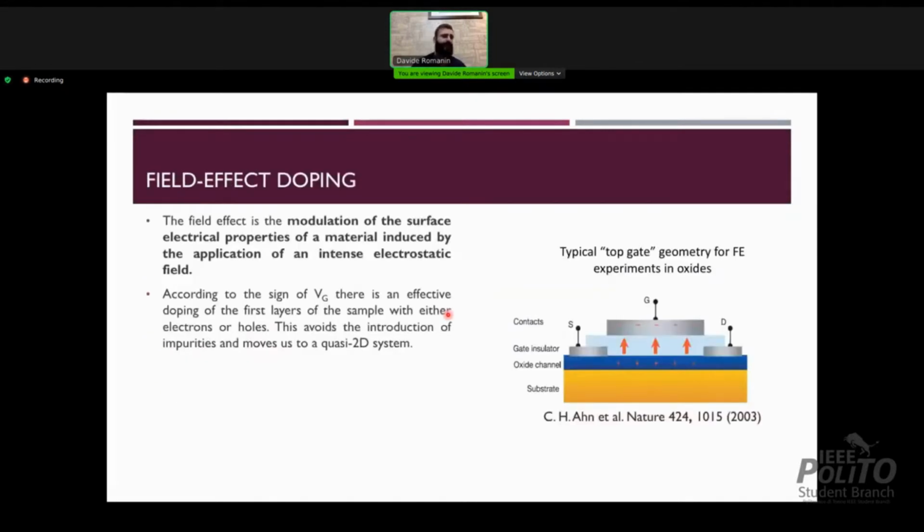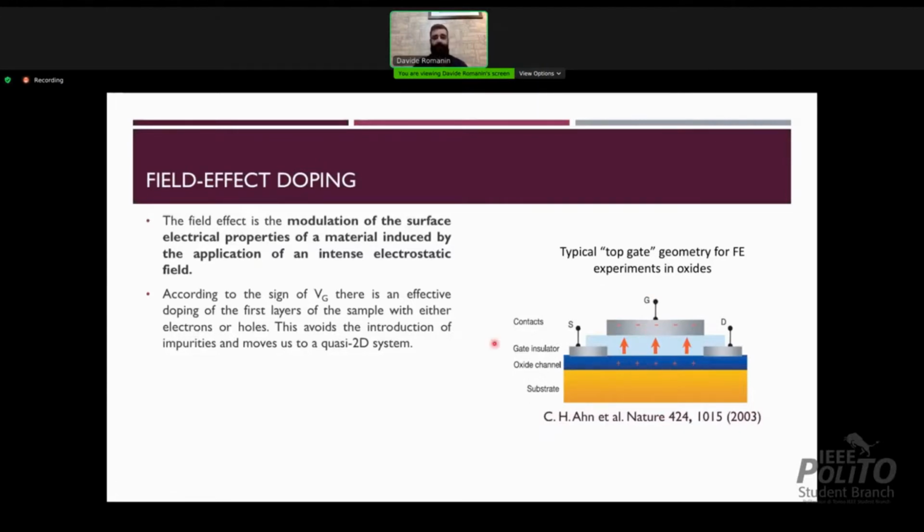Now, we are interested in finding a way to control correlated phases of matter without the inclusion of other chemical species inside our system. This can be achieved via field effect doping, which consists in the modulation of the conducting properties of a material by means of a transverse electric field, which can induce charges in the first few layers of a material. The experimental setup is that of a field effect transistor. We have a metallic gate through which we can tune an electric field via gate voltage, a dielectric, and the system under study.